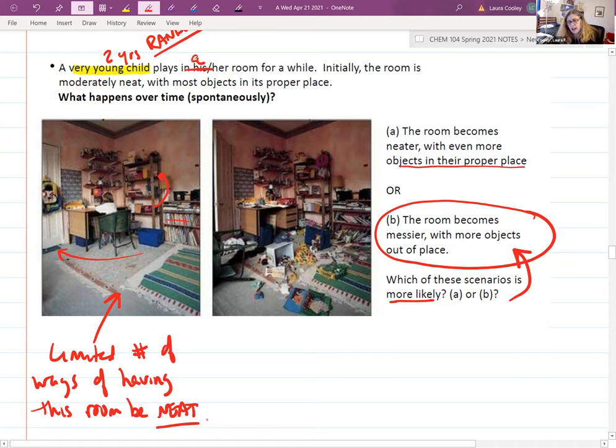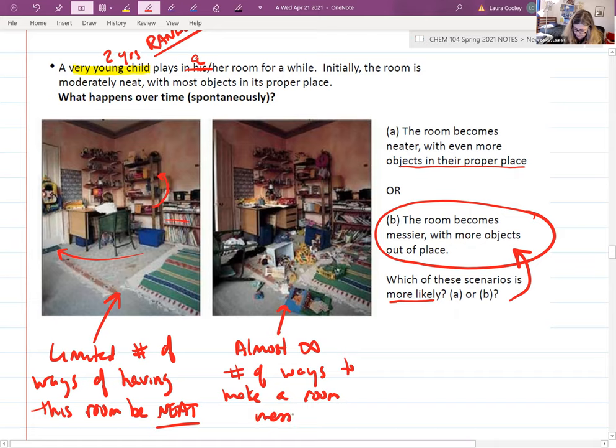But when you think about all the possibilities of a messy room, there are almost an infinite number of ways that room can be messy. I'm not going to say infinite, it's not infinite, but I'm going to say almost an infinite number of ways to make a room messy. So if a toddler is just randomly picking up objects and putting them down, it's not going to get neater. It's going to get messier.